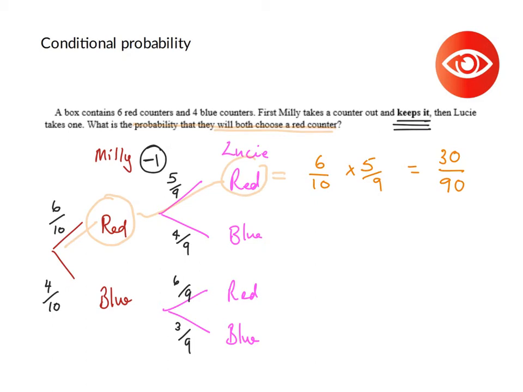Now it's probability, so I don't need to cancel it down, but it's good practice to do it. So that could be 3 over 9 or even 1 over 3. So that's the probability of them getting both red.